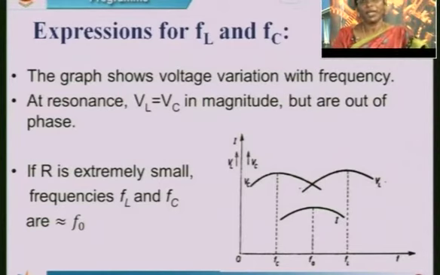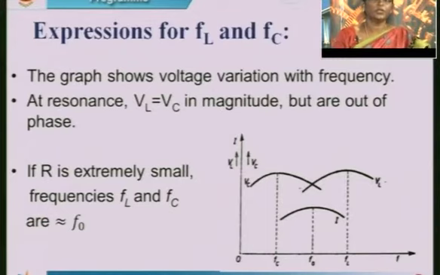Now we have a special condition, because we know that it is a series RLC circuit. While designing circuits, the resistance is nothing but the resistance of the coil. If R is extremely small, then the frequencies FL and FC are approximately equal to F0. So while solving the problem, we can check this also.